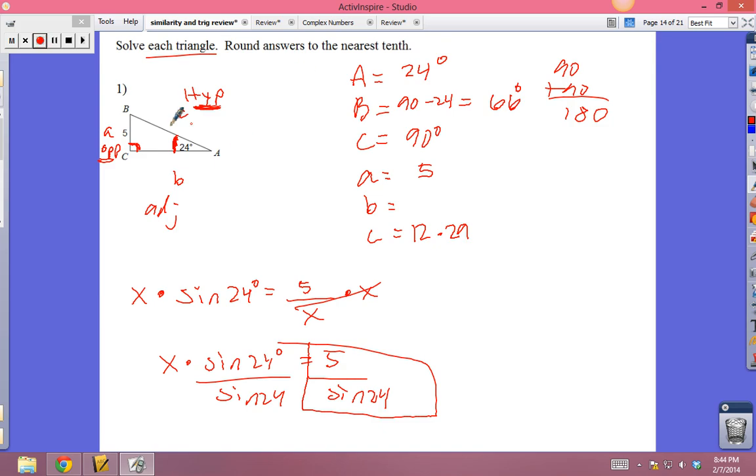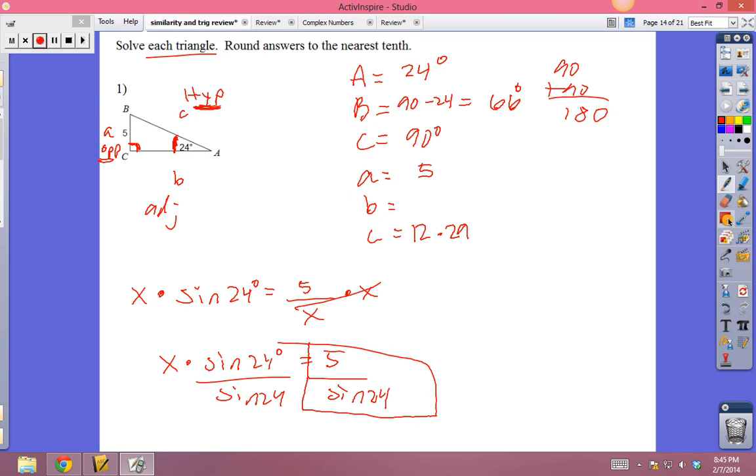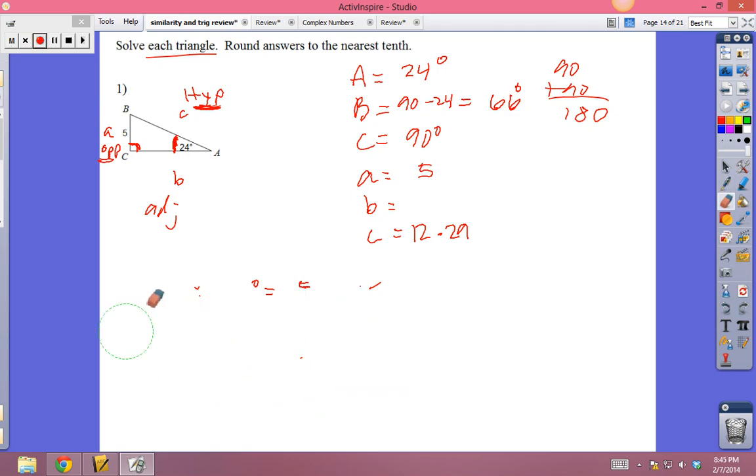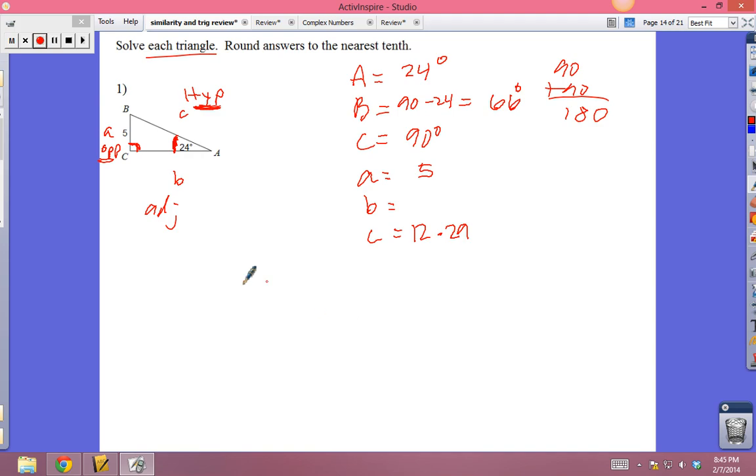Now one to go. If I know this is 12.29, let me erase this. Now I'm going to do the same thing, except now I can use cosine. I can use cosine of 24 degrees, and that is going to give me the adjacent, which is what I'm looking for. I'll call that x, over the hypotenuse. I now know the hypotenuse is 12.29.